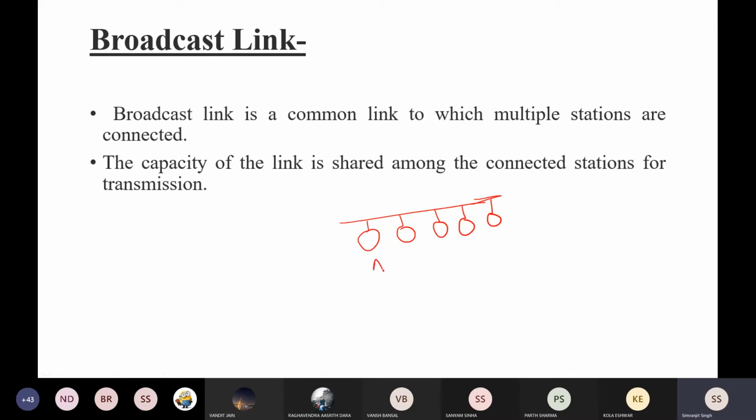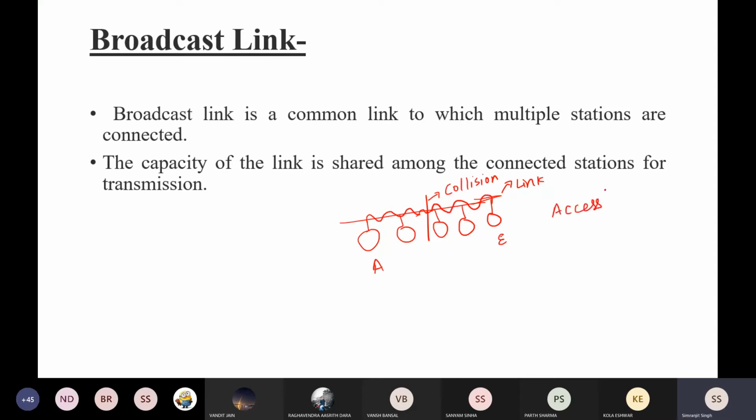Suppose this is my A station and this is my E station. When I try to transmit a message, around the same time this other station also sends a message. Now when these two messages are going on, there can be a collision between them. Because we are using only a single wire, or a single link, and at the same time two stations are sending a message, we cannot avoid the possibility of a collision. That is why we need access control.